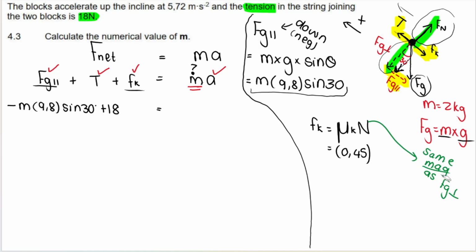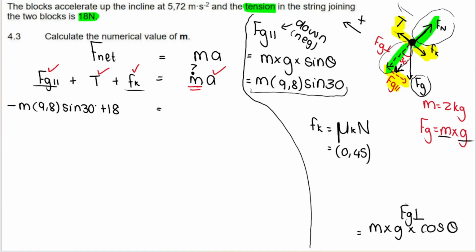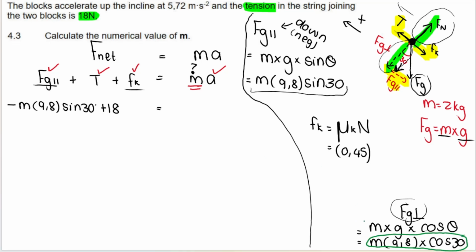Okay, so if I can find Fg perpendicular, then I've got the normal force. But how do I find Fg perpendicular? Remember over here I found Fg parallel. Fg perpendicular is very similar. It's mass times gravitational acceleration times cos of my angle. So my mass I do not know. My gravitational acceleration is 9.8 and cos of 30. So this over here is Fg perpendicular. This over here, mass times 9.8 times cos 30. I know I don't know mass, but that's okay. That is what I'm going to substitute in the place for n, because the normal force is the same magnitude as Fg perpendicular.